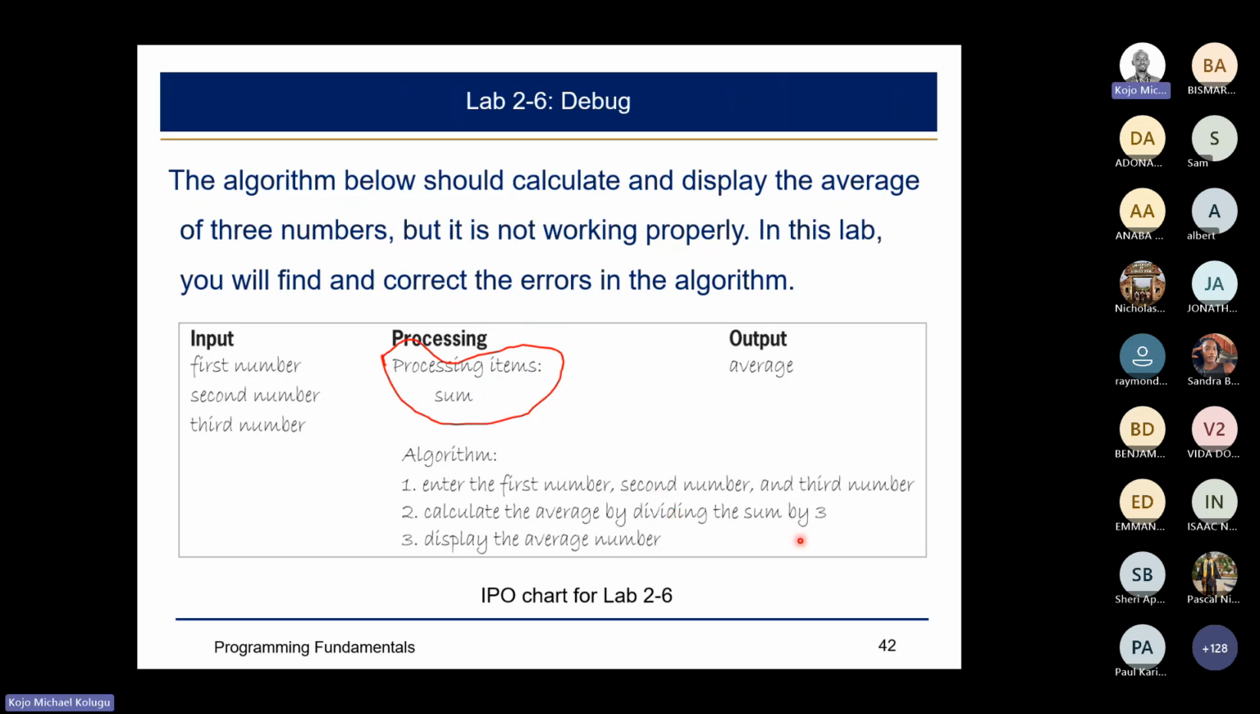Now, because clearly it didn't give you the sum, the error here is: where is the sum? How did you get the sum? There is nothing that tells you about the sum. How did you get it? Because it says calculate the average by dividing the sum. What is the sum? What constitutes the sum? And that is the error.